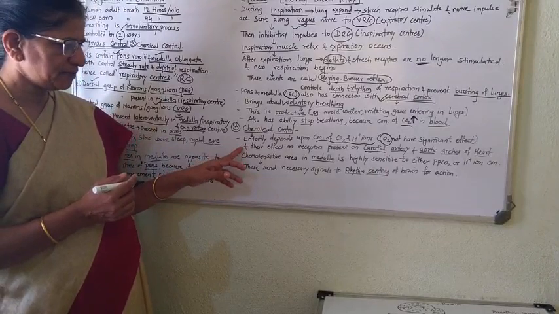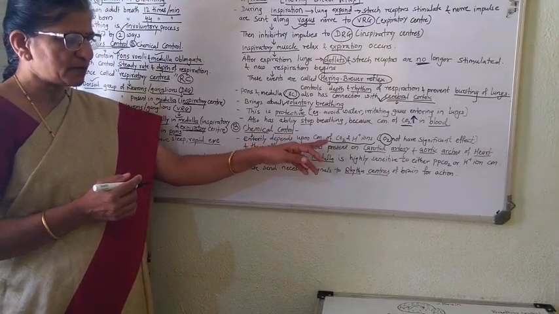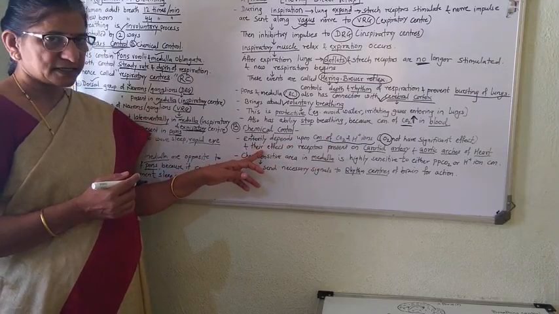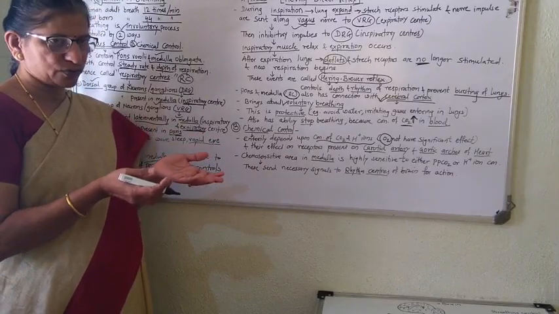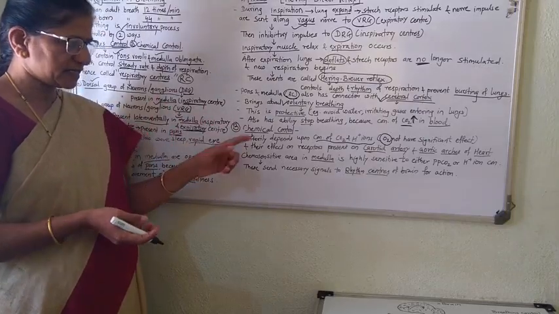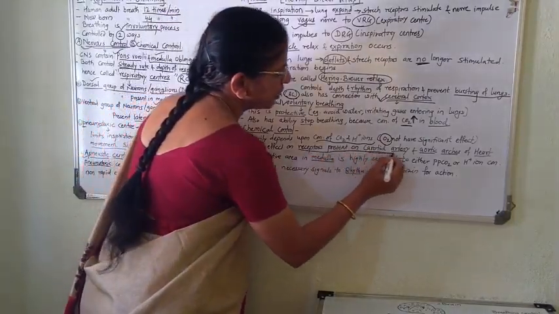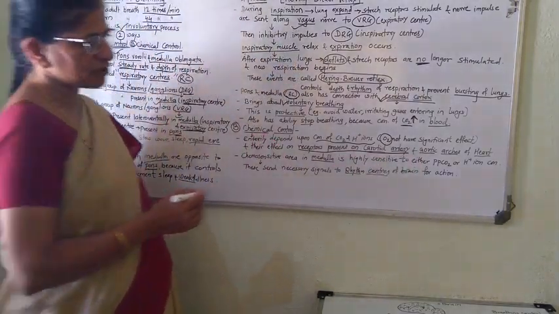What happens, see, this concentration of carbon dioxide and H ions and their effects: when inside the blood the concentration of CO2 or H ions increases, it affects the receptors present on the carotid artery and aortic arches of the heart.